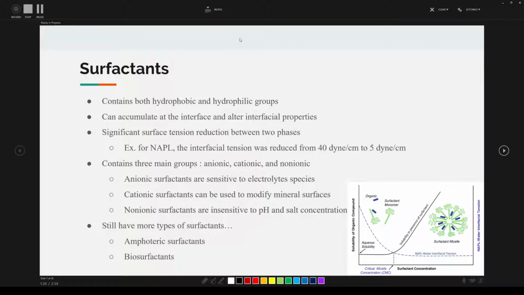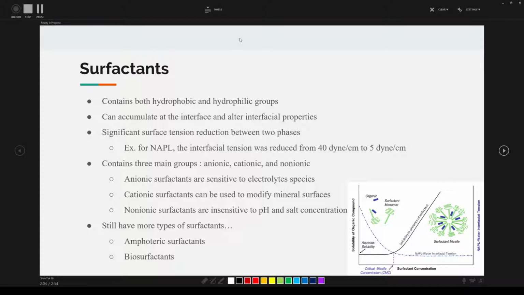The cationic surfactants will be used to modify the mineral surfaces, which makes it easier for us to remove the heavy metal salts and heavy metal compounds in the contaminant sites. The non-ionic surfactants are not sensitive to pH and salt concentration, which means they are more amenable to use than the anionic surfactants in certain conditions. And we still have more types of surfactants. One is the amphoteric surfactants, and the other one is the biosurfactants.